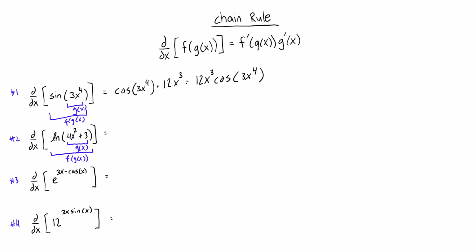We have f prime of g of x. That is basically the derivative of the outside. So the derivative of ln of something is just 1 over that something. So it's going to be 1 over 4x squared plus 3.